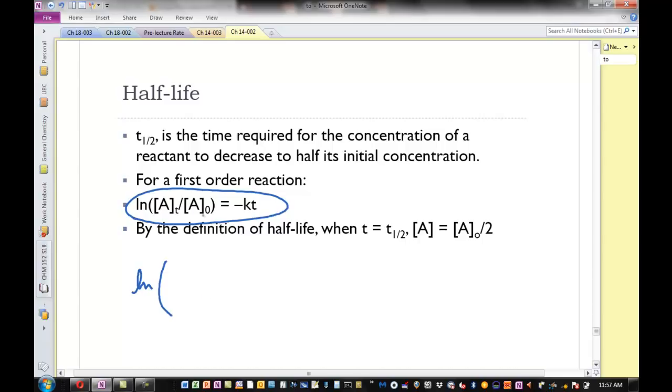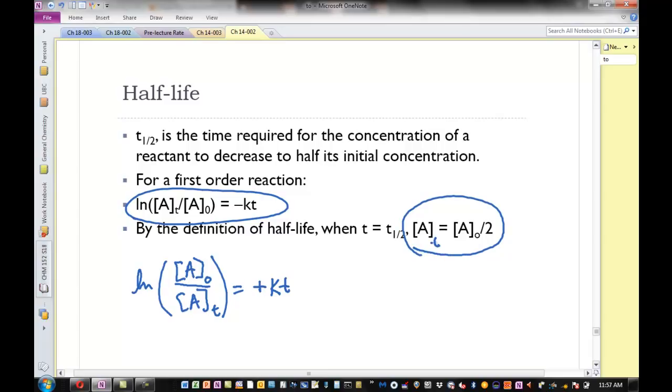If I flip my A naught and A t, in the equation there, A t is in the numerator. If we flip those, that will change the sign of the other side of the equation. It's a little easier to then say, well, let's plug in the concentration at that later time, which in this case is t 1/2, is going to be the initial divided by 2.